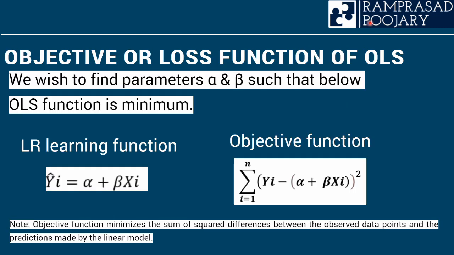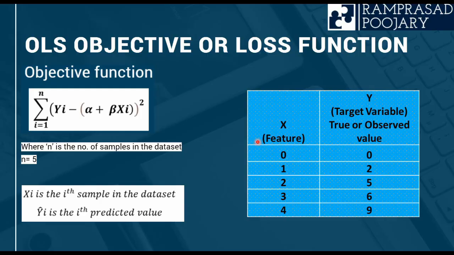In this slide, there are two mathematical equations shown. This one is the learning function for linear regression, which we are familiar with. And this is the objective or loss function which is used in the case of OLS, ordinary least squares optimization algorithm. And this needs to be minimized. When this is minimum, we get alpha and beta. If you look at the learning function, alpha and beta are the parameters. Alpha is the intercept, beta is the coefficient of x. We will look at the objective function or loss function in the case of OLS, which is given here.